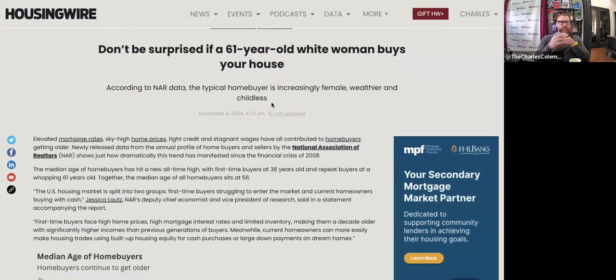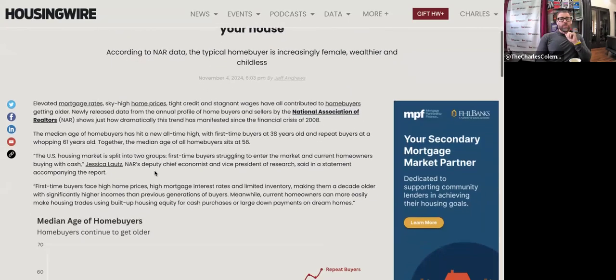I like the headline. This is where I landed on. Don't be surprised if a 61-year-old white woman buys your house. And it got my attention immediately. I'm like, cool, what's this article about? And it's going through and it's talking about the demographics of home buyers right now.